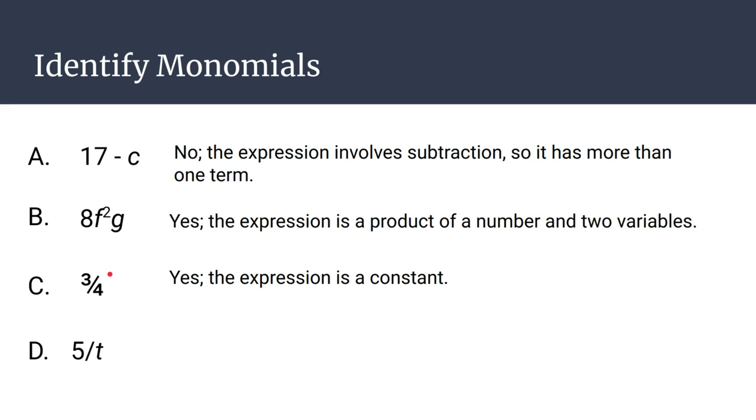Take a second and determine whether 5 over t is a monomial. Again, guys, make sure you're writing this all in your notes. And submit that into Edpuzzle. 5 over t is not a monomial. You cannot divide a number by a variable.